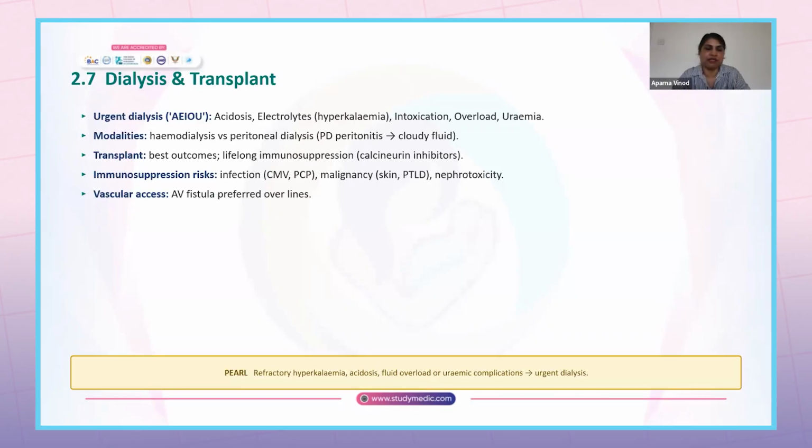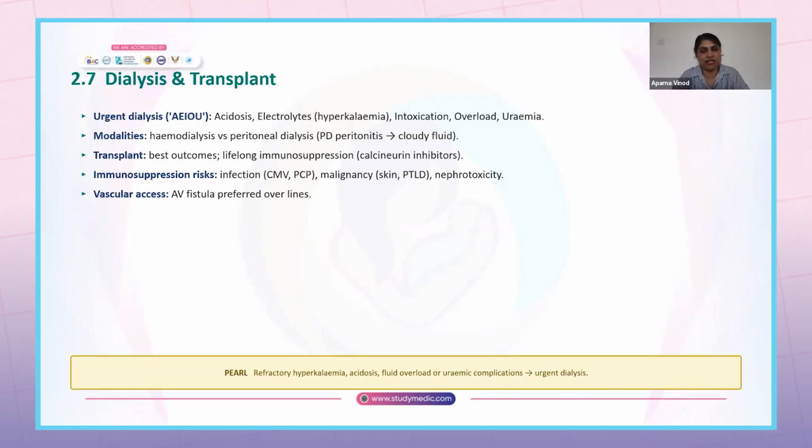Dialysis and transplant. Like I said, there are always criteria for offering dialysis to a patient. It's quite easy to remember. It is acidosis, electrolyte imbalances, intoxication, overload, and uremia. A, E, I, O, U, your vowels.